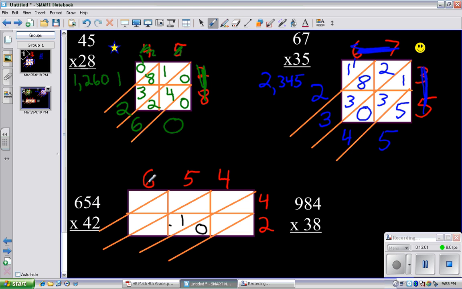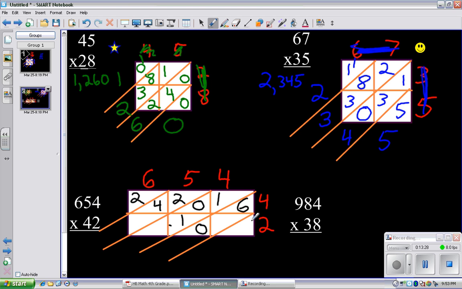Next, I'm going to do this box. I actually suggest you go in order, but if you want to mix it up, do it in any order you want. Here, 6 is coming down, 4 is coming over. 6 times 4 is 24. Here, 5 is coming down, 4 is coming over. 5 times 4 is 20. Finally, 4 is coming down, 4 is coming over. 4 times 4 is 16.